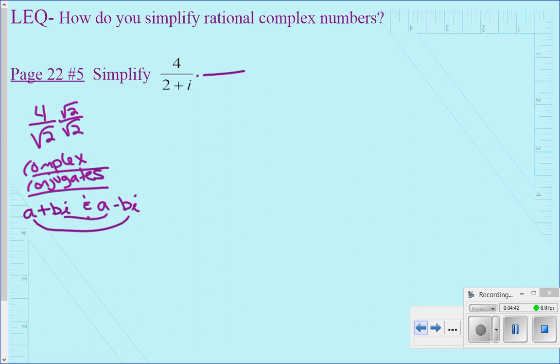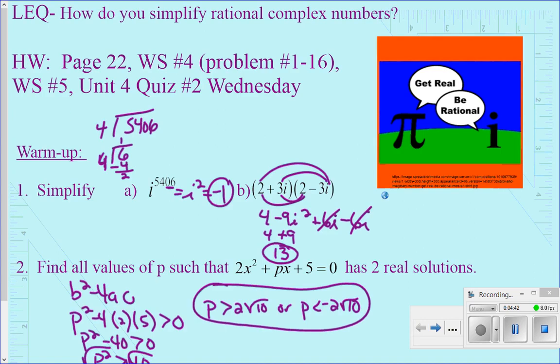In the warm-up, go back here a minute, we had 2 plus 3i and 2 minus 3i. Those are complex conjugates. So what happened there was when I multiplied the outer terms, I got negative 6i, and the inner terms, I got positive 6i. They canceled each other out. That will always happen when you multiply complex conjugates.